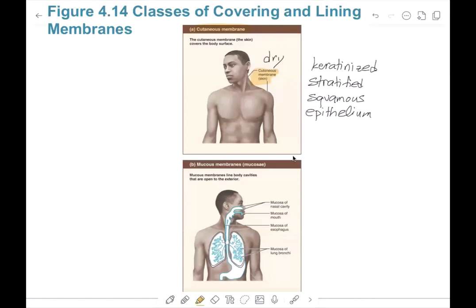We then have a second membrane, which is the mucous membrane, collectively called mucosae, and it is a wet membrane. So we have mucosa of the nose, the nasal cavity, mucosa of the mouth or the oral cavity, which is wet, the mucosa of the esophagus, mucosa of the trachea, as well as the bronchi. So that helps to ensure that that area of the body remains moist.